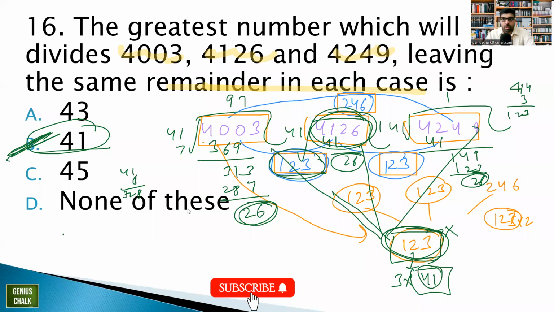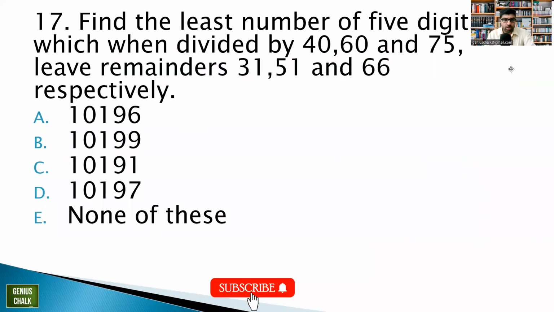Next one: least number of 5 digits which is divisible by this and leaves this remainder. Whenever we have to find a number divisible by several numbers, as we learned yesterday, always find the LCM first. Then it's the same difference. Just see: divisible by 40, the remainder is 31. Divisible by 60, the difference is 51. Divisible by 75, the difference is 66.